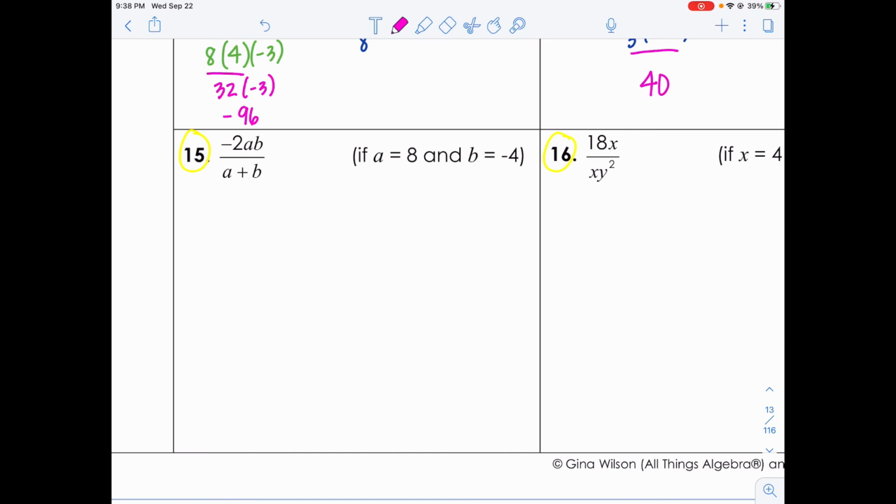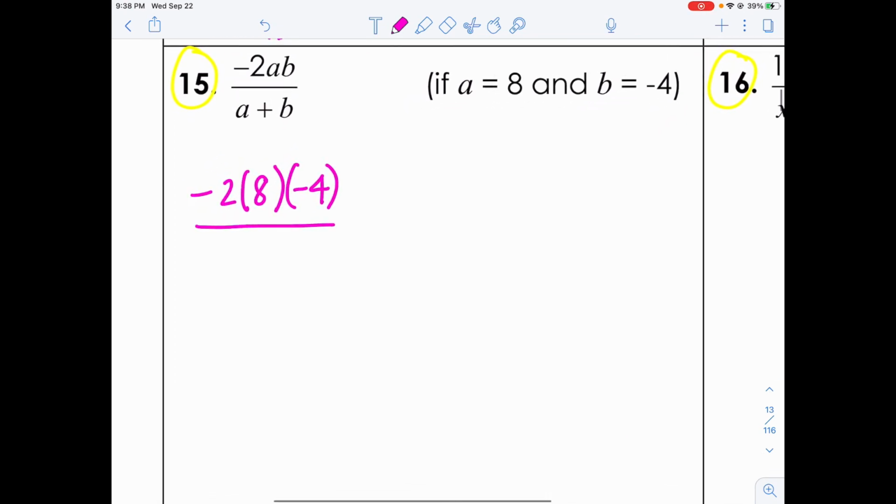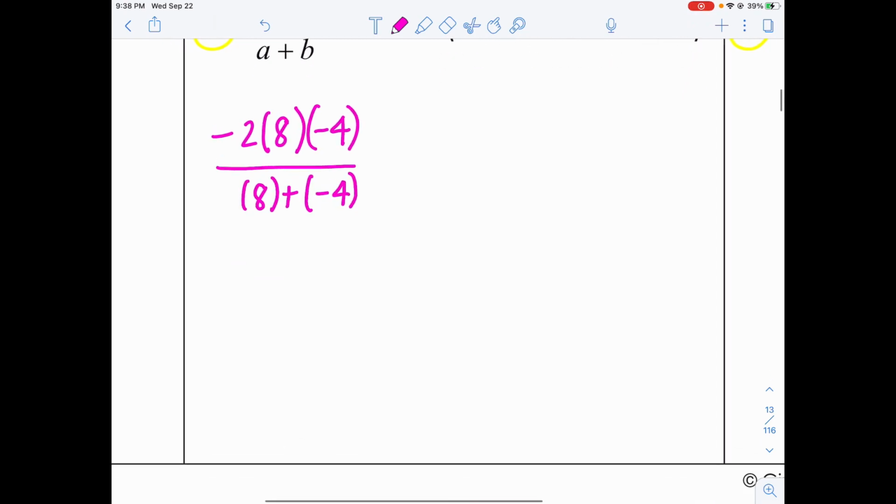On for number 15, substituting in, I have a negative 2 times a, which is 8, times b, which is a -4, all over a plus b. So substituting it in, a is 8 plus b, which is a -4. I'm going to go ahead and rewrite these and simplify the top first and then simplify the bottom.